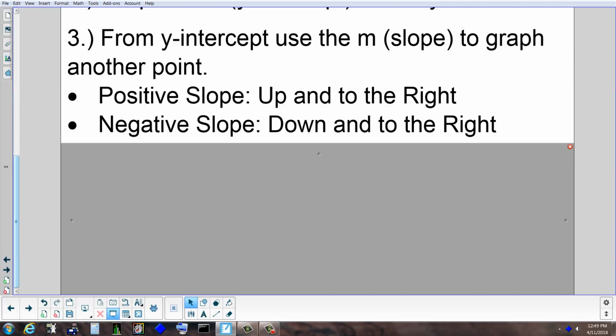So again, if you guys want to write this, it's under step 4 for whatever reason. I don't know what happened. But again, positive slope goes up to the right, negative slope goes down to the right. Capiche? Are we good to go to step 4?